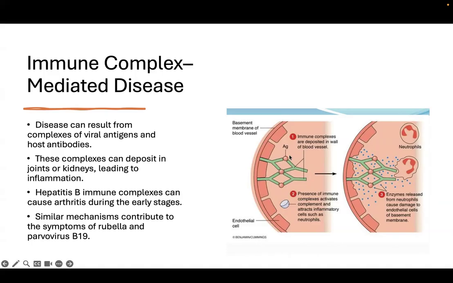These complexes are extremely immunogenic, meaning that they will cause your immune cells, specifically neutrophils, to release a lot of cytokines, which is going to cause a lot of death to bystander cells that have nothing to do with it. This happens a lot with hepatitis B. This happens with rubella and parvoviruses as well.